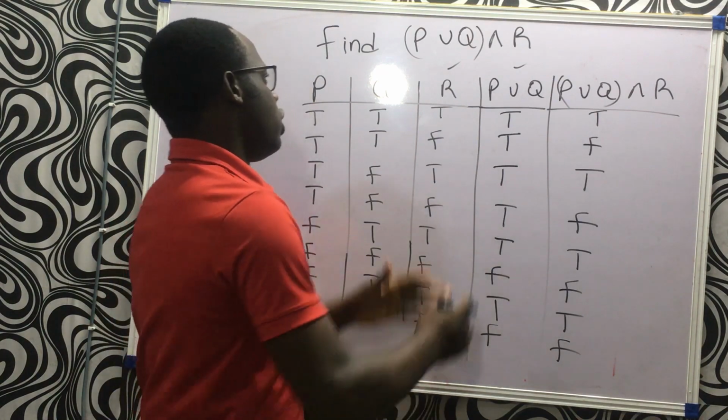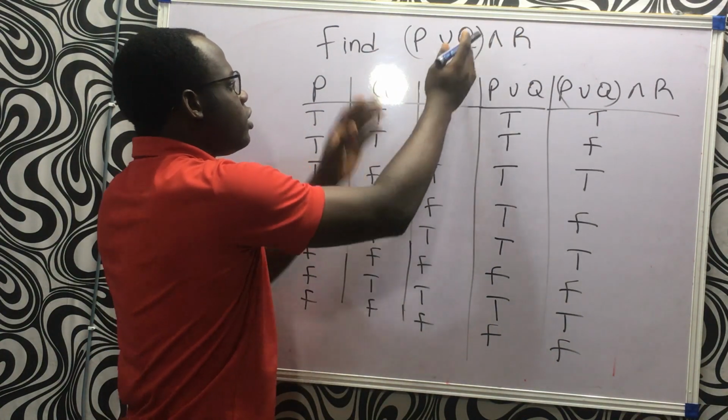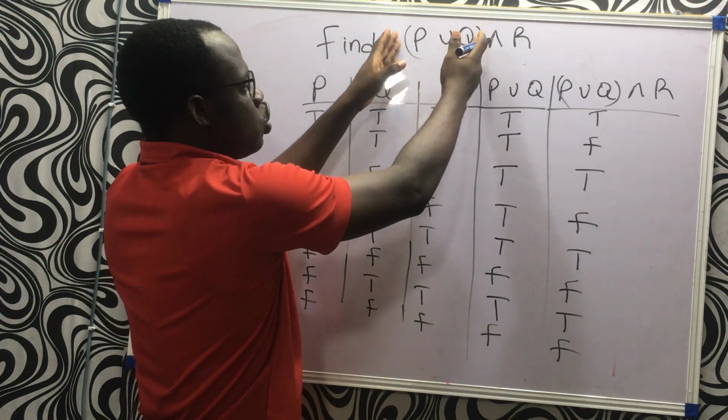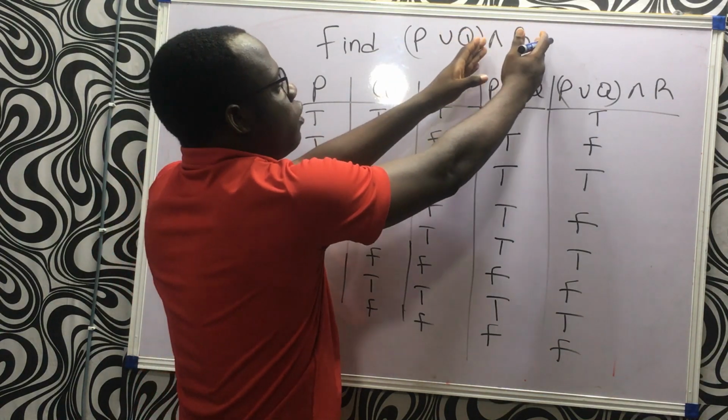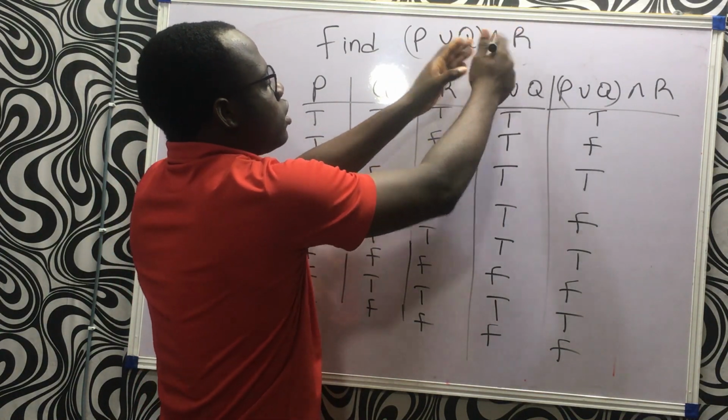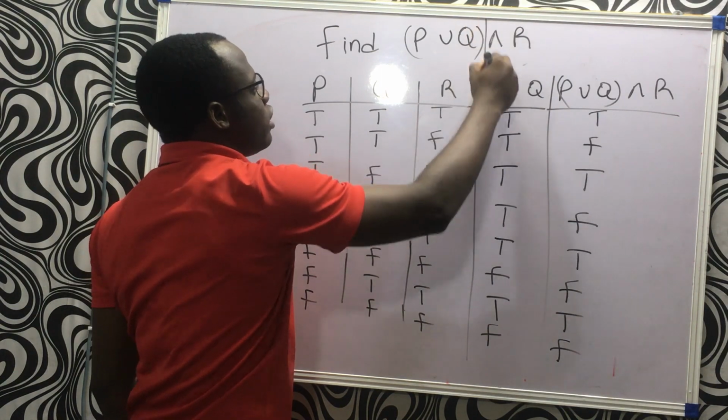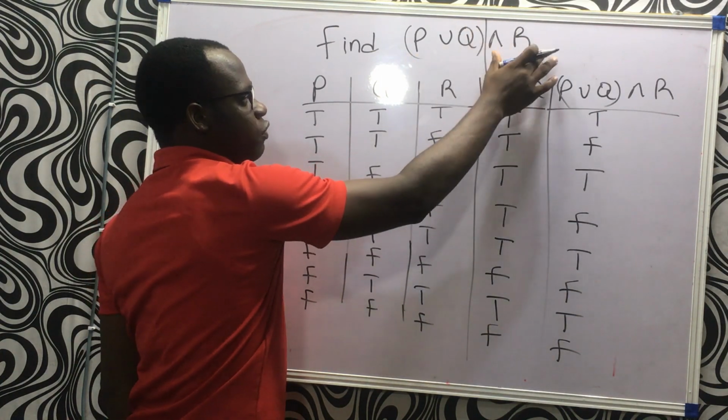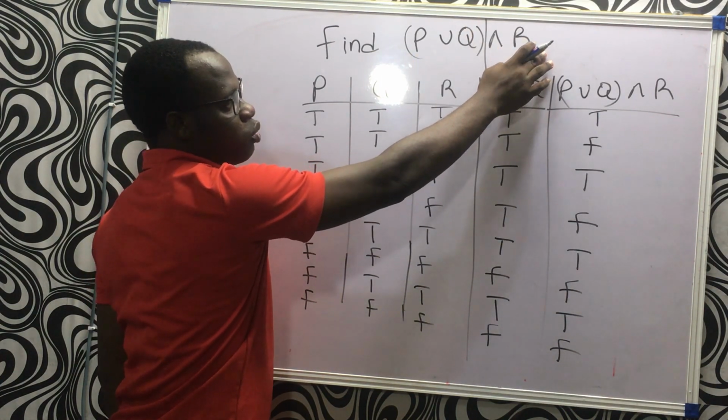Remember, I said when you have a question like this, you get the bracket first, you solve what you have in the bracket before you AND it with this. So it's more like this question is divided into two. You get this first before you AND it with whatsoever you have.